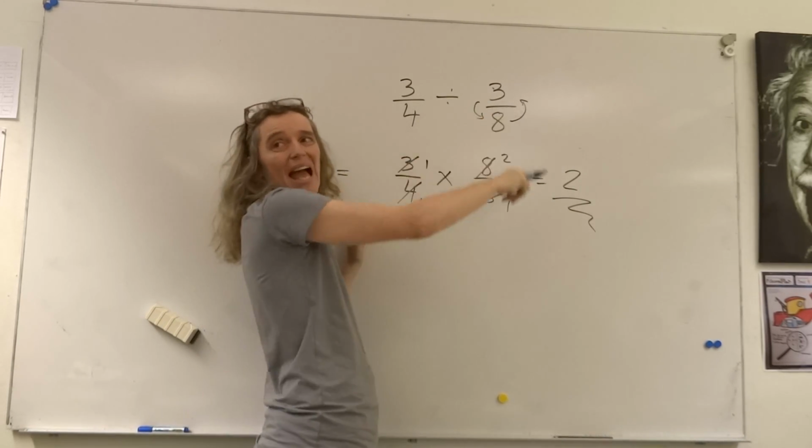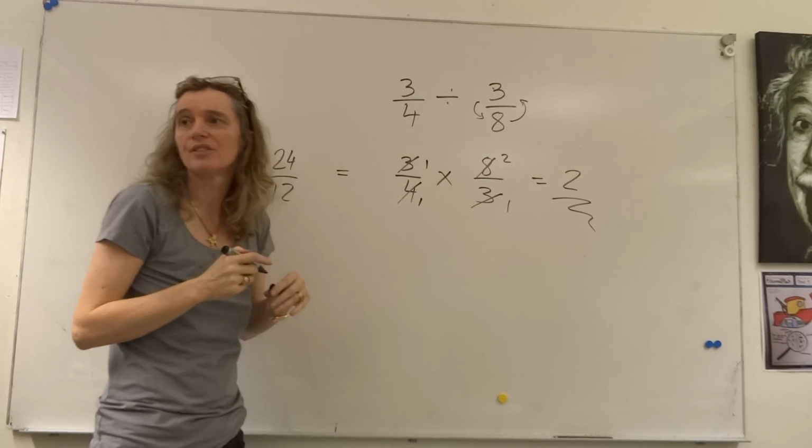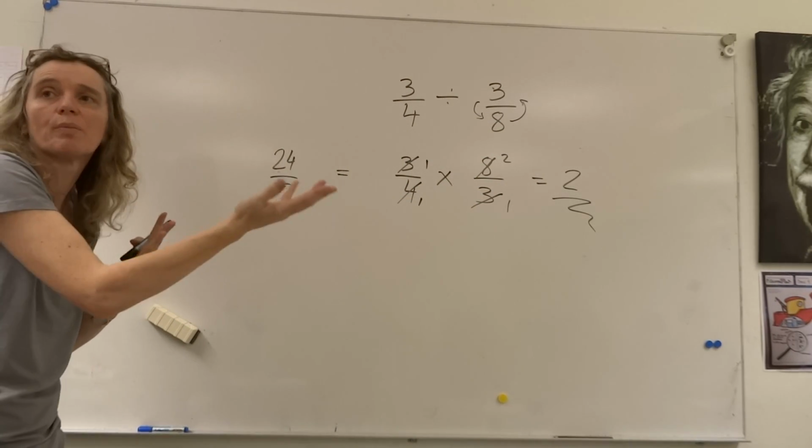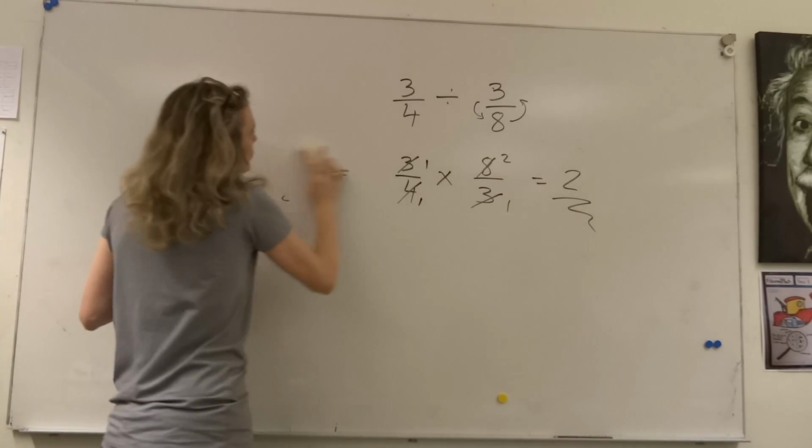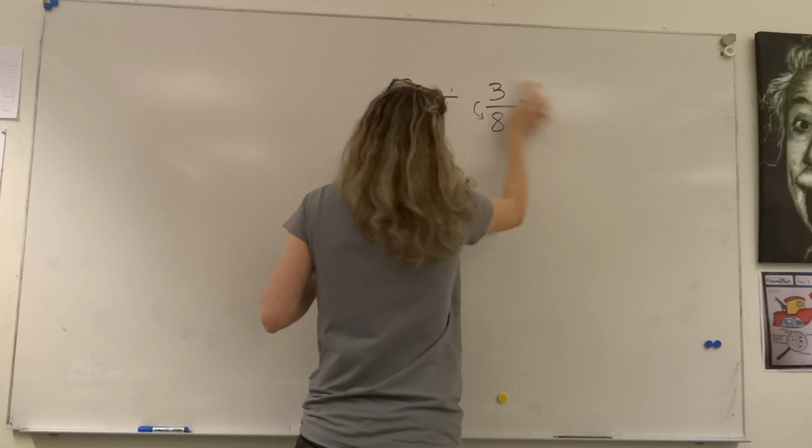But this method of cancelling can save you a bit of time. It means you first don't have to multiply to then have to go back and divide. So that was our division with fractions.